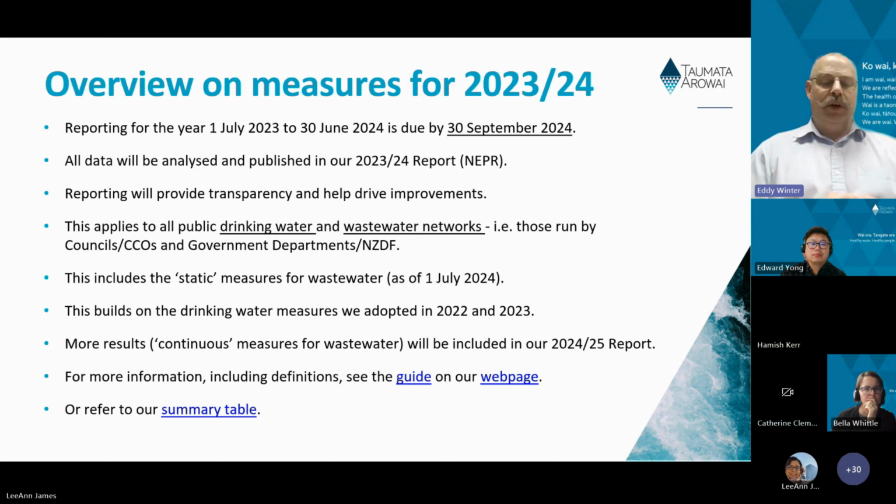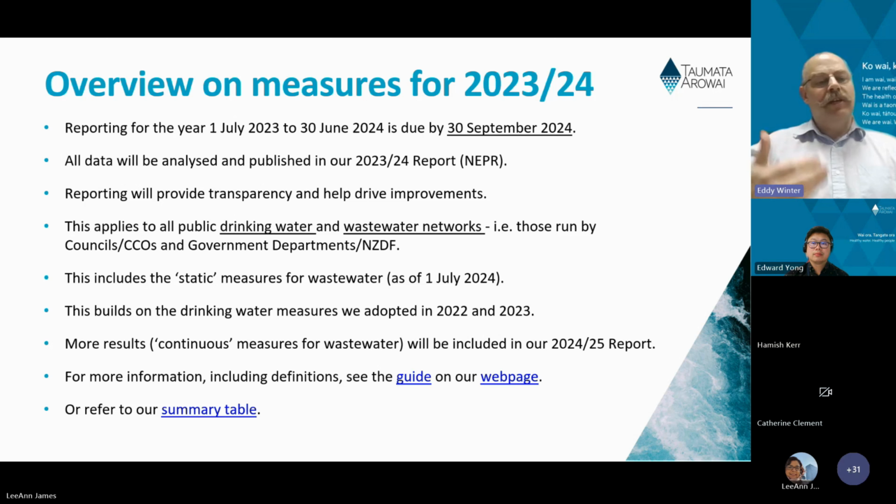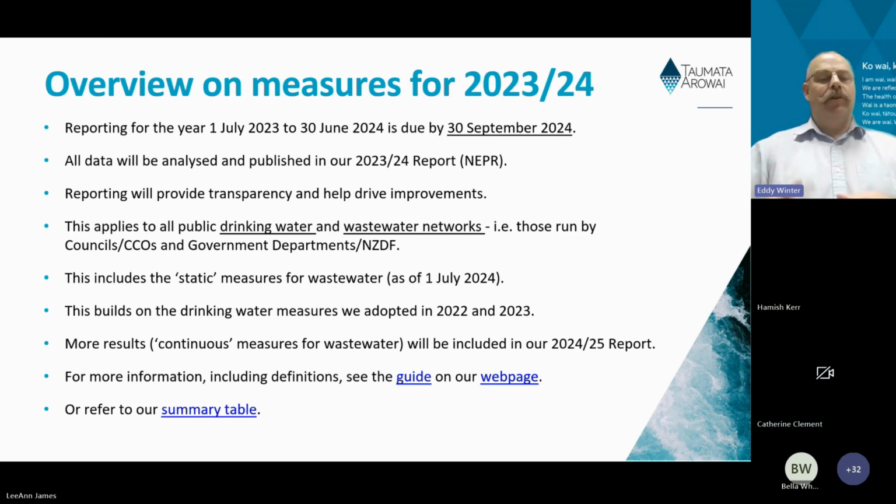Obviously, we're introducing wastewater network measures for this year. So what do we mean by public? These are networks which are operated by councils, council-controlled organisations, government departments, and the New Zealand Defence Force. So this year we're introducing the first suite of wastewater measures. These are what we call the static measures as of 1 July. So these tend to be more asset-based rather than ongoing performance-based measures. Some of those continuous measures we'll be looking to capture this time next year.